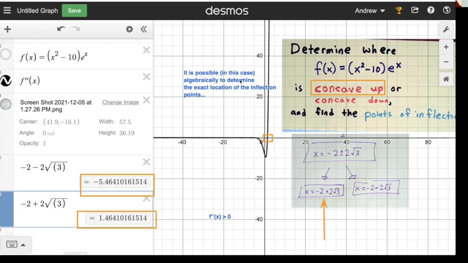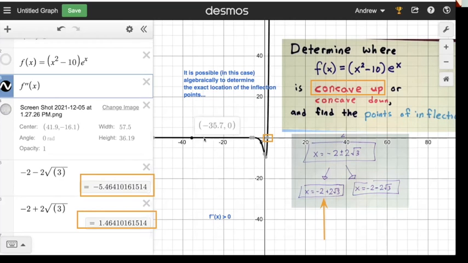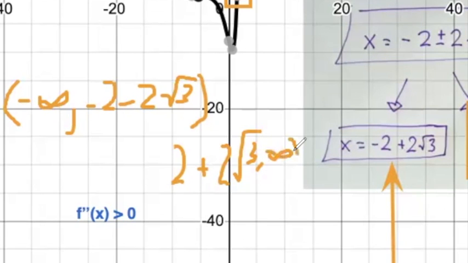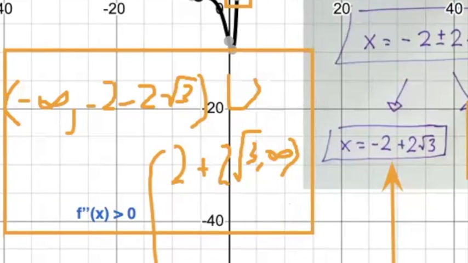I see f double prime of x being positive, starting at -infinity, all the way up to this -5.464, or the exact value, -2 minus 2 square roots of 3. So the first interval where f of x is concave up is -infinity to -2 minus 2 square roots of 3. And then f double prime of x is positive again after 2 plus 2 square roots of 3, to positive infinity. These two intervals together, their union, are the intervals where the original f of x was concave up.